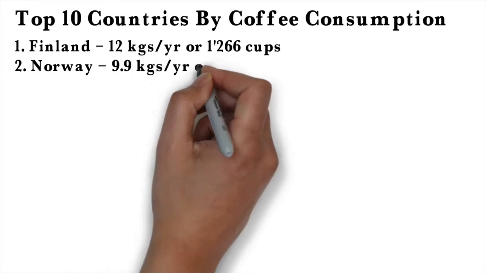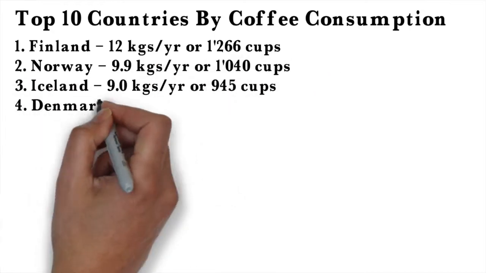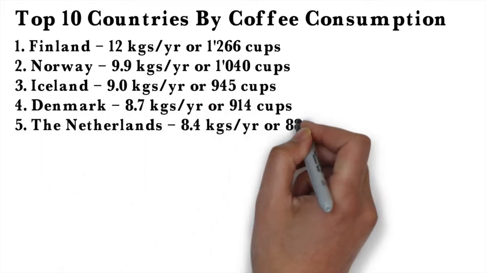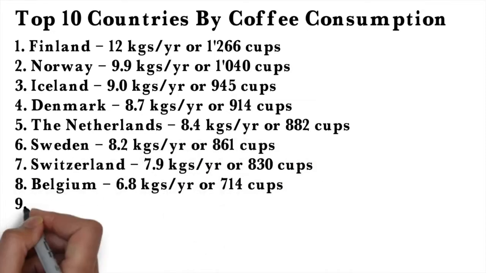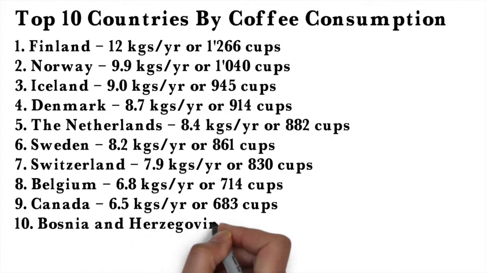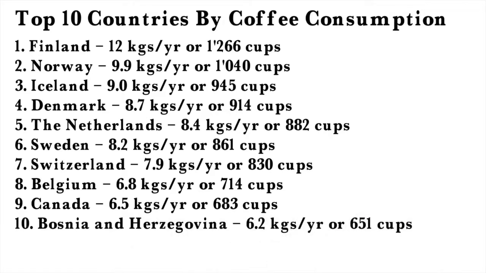Norway comes second with 9.9 kilograms per year per person, or 1,040 cups. Iceland finished third with 9 kilograms per person per year, at only 945 cups.